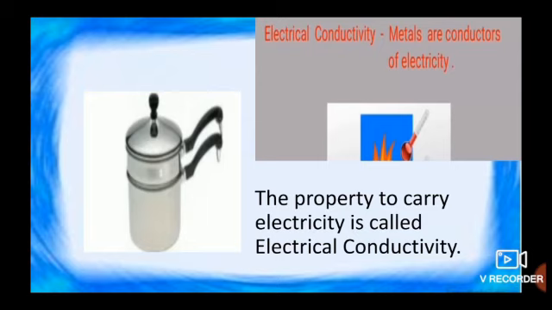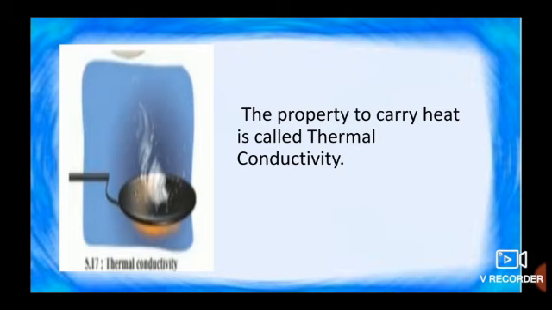Electrical conductivity. Electricity flows through metals. All metals are conductors of electricity to a greater or lesser extent. This property is called electrical conductivity. Thermal conductivity. Even when a piece of metal is heated at one place, the whole of it becomes hot. It shows that metals allow heat to flow through them. This property is called thermal conductivity.